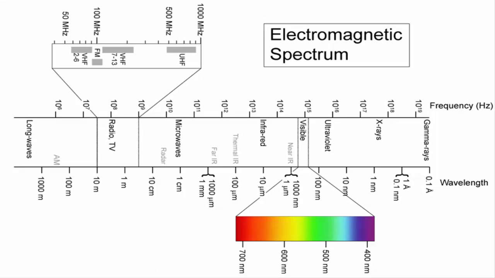The energy carried by the EM waves is given by the equation E equals hf, where h is Planck's constant and has a value of 6.63 by 10 to the negative 34 joule seconds. The Planck constant is named after German physicist Max Planck, who is considered one of the fathers of quantum mechanics.